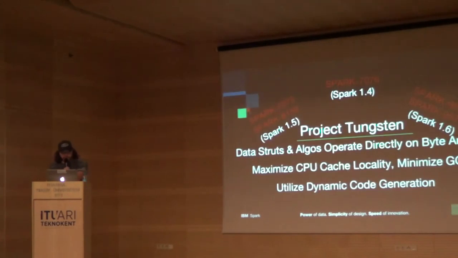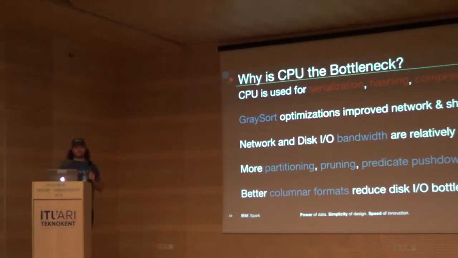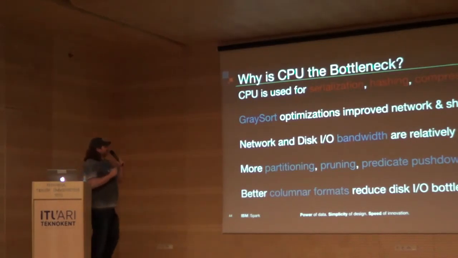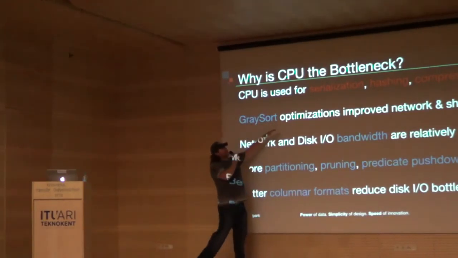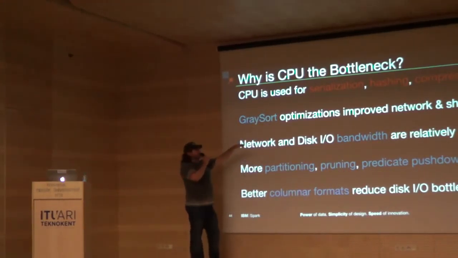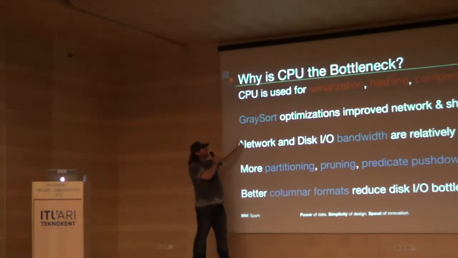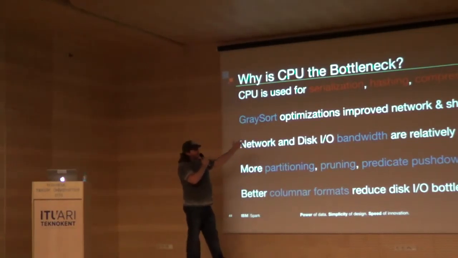Okay, so the actual Tungsten itself, here's some JIRAs if you feel like looking. We'll talk about byte arrays, minimizing GC, CPU, cache locality, and this concept of dynamic code generation. So why is CPU now the bottleneck? Why is Project Tungsten focusing on CPU specifically now? Well, Graysort improved the network and the shuffle by using Netty and by doing some of the custom data structures. Network and disk I/O bandwidth is actually relatively high.